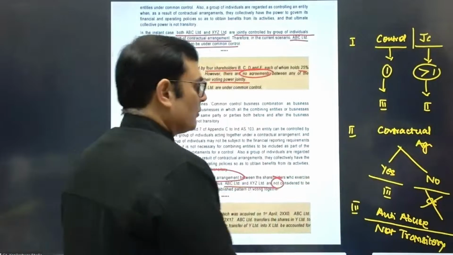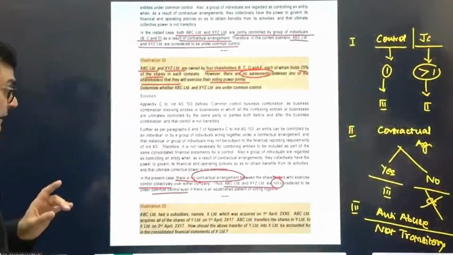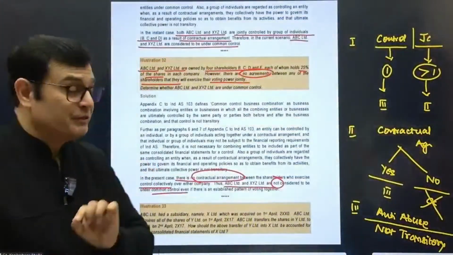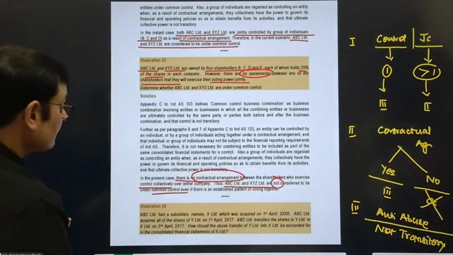Now, what is this step 3? What is this anti-abuse, or what we call the not transitory fact? I will now consider this. This is one of the interesting examples, illustration 33, which explains my step number 3.